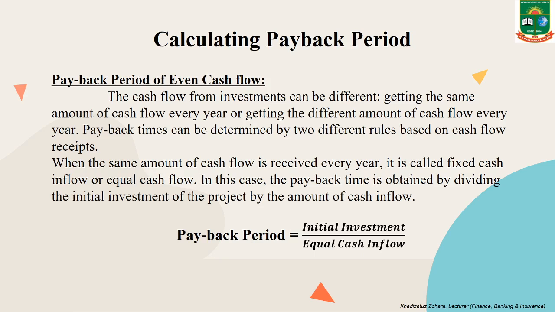When the same amount of cash flow is received every year, it is called fixed cash flow or equal cash flow or even cash flow. In this case, the payback period calculation is very easy. Payback period is obtained by dividing the initial investment of the project by the amount of annual cash inflow. So, the payback period formula is initial investment divided by equal cash inflow or annual cash inflow.